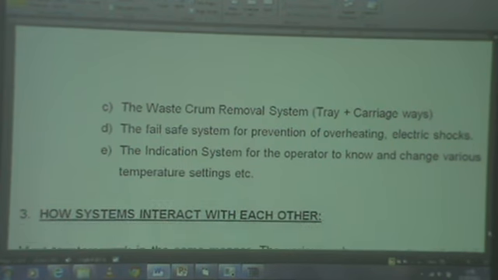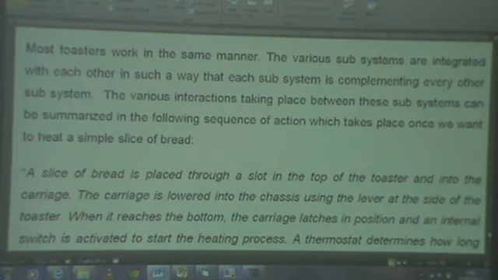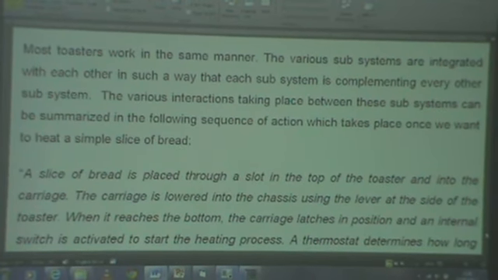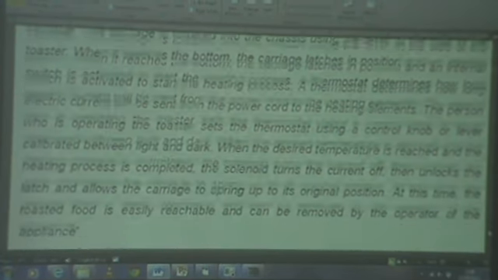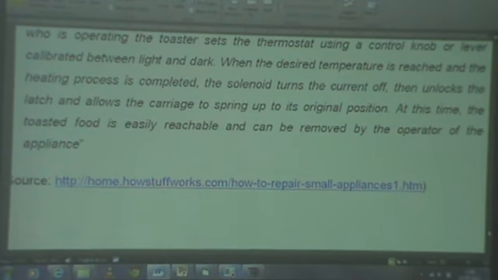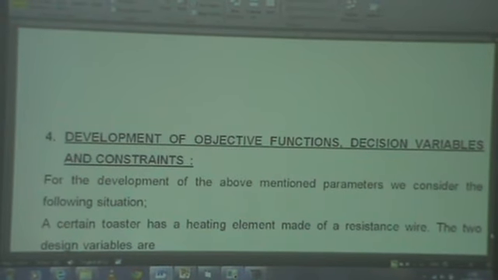So how systems interact with each other. This is the functioning of the toaster, the whole functioning of a toaster: how a slice of bread is placed in a slot and how it is heated, etc. I have also given the sources, भी मैं साथ साथ दे रहा हूँ. You can take it as a reference. ये reference है सिर्फ. So this is my own research, but you can take it as a reference.